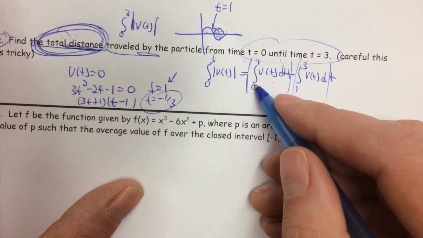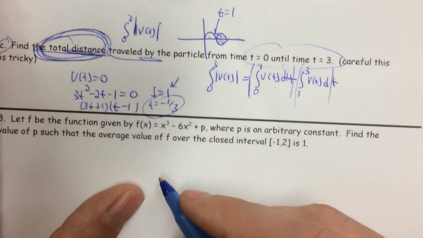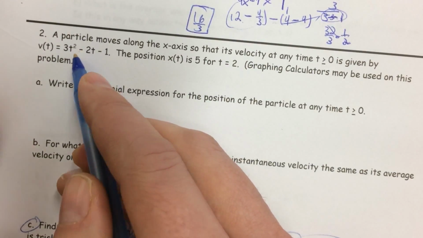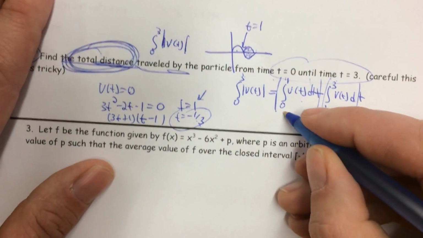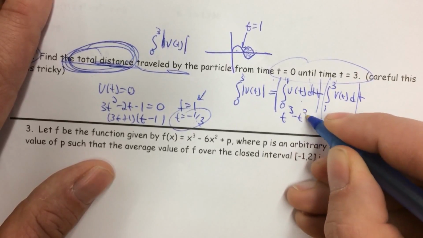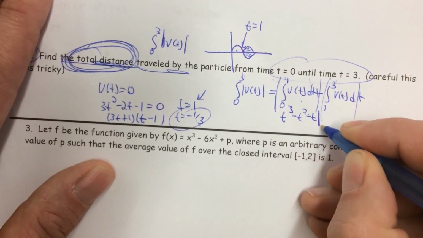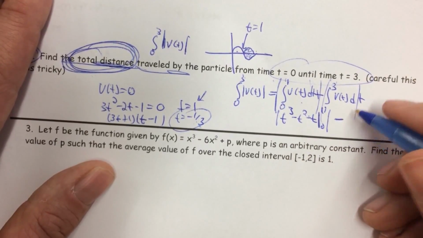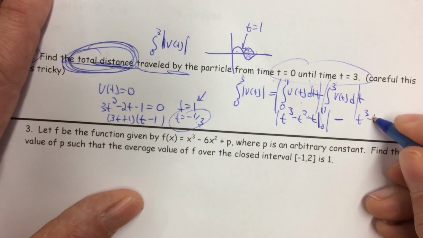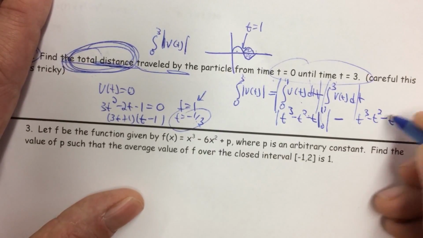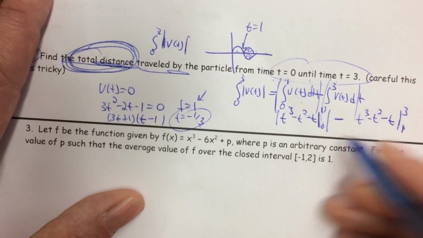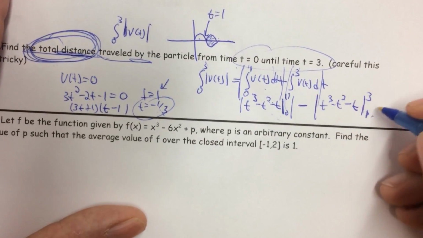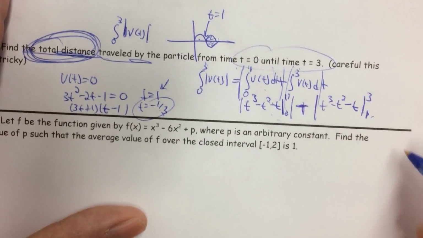So the integral from 0 to 1 of the velocity function, we're doing the integral of this velocity function. So we're going to get t cubed minus t squared minus t from 0 to 1. We're going to do the absolute value of that guy, plus t cubed minus t squared minus t, evaluated from 1 to 3. And this looks kind of silly, right? We're doing these two separate integrals. We're going to add these up.